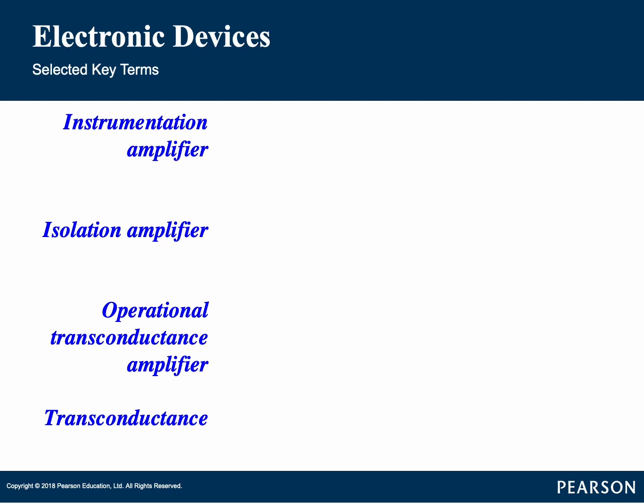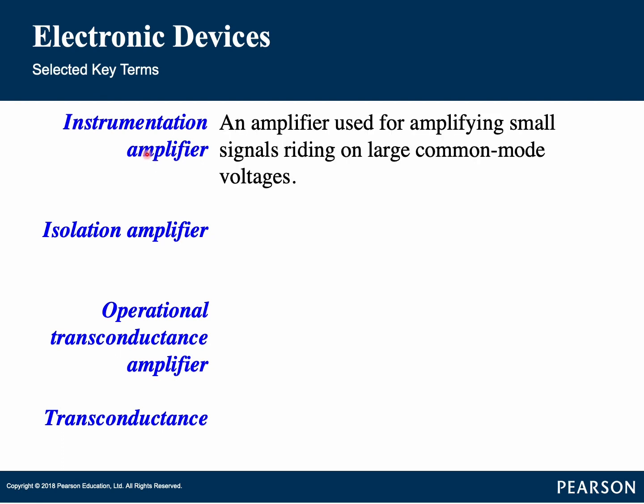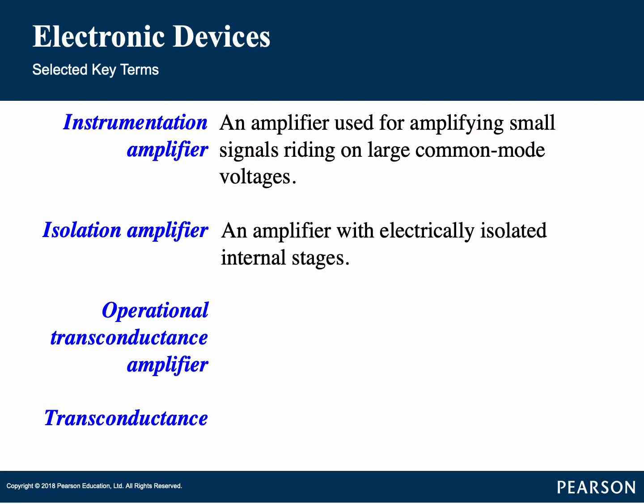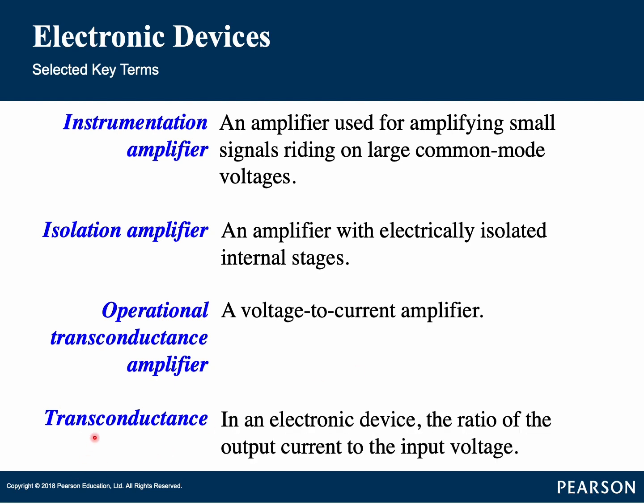To summarize this chapter, let us revise these listed definitions. First is instrumentation amplifier. It is an amplifier used for amplifying small signals riding on large common mode voltages. Isolation amplifier. It is an amplifier with electrically isolated internal stages. OTA, or operational transconductance amplifier. It is a voltage to current amplifier. And lastly, transconductance. In an electronic device, the ratio of the output current to the input voltage is equal to transconductance.